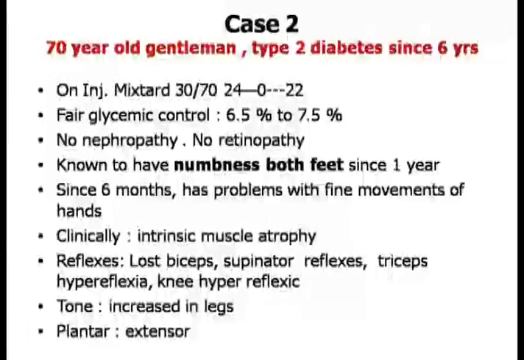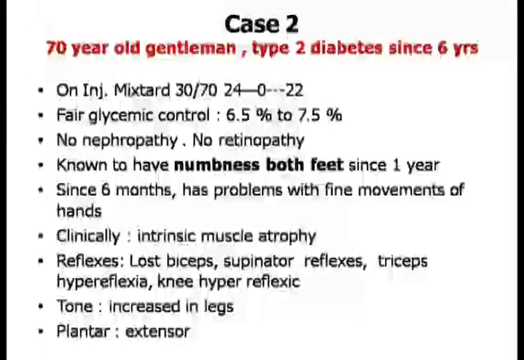Now coming to the second case, this is a 70-year-old gentleman with type 2 diabetes for 6 years, on Mixtard, reasonably well controlled, I should say, no other complications, known to have numbness of feet since 1 year. It's the typical sort of patient where you will think about diabetic neuropathy as the only diagnosis. But when you go further into the history, you see that since 6 months he has had problems with fine movements of the hands. Clinically, he's got some small muscle atrophy in the hands.